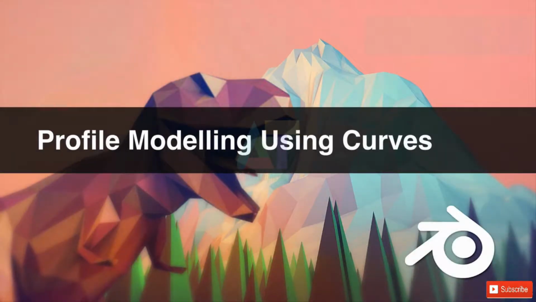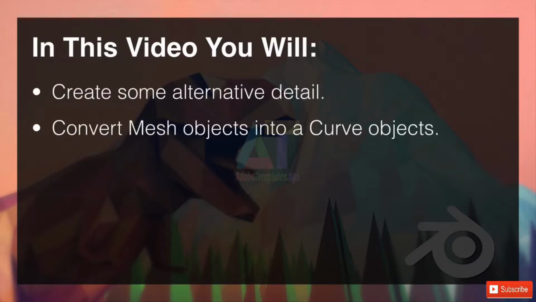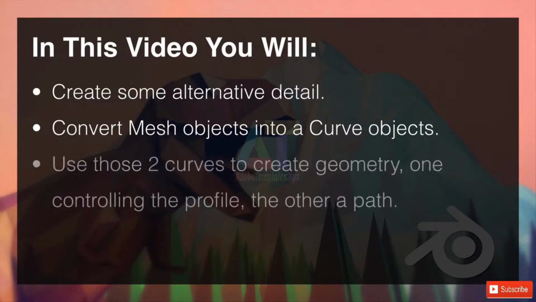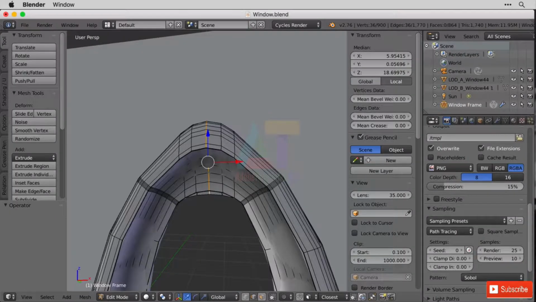Profile modeling using curves. In this video you will create some alternative detail, convert mesh objects into curve objects, and then use two curves to create geometry, one controlling the profile, the other a path. We'll see that this is great for more accurate path following. So let's hop straight on over into Blender.